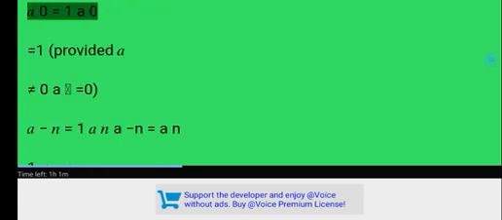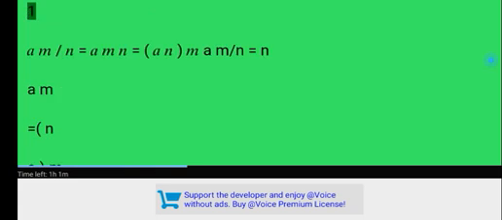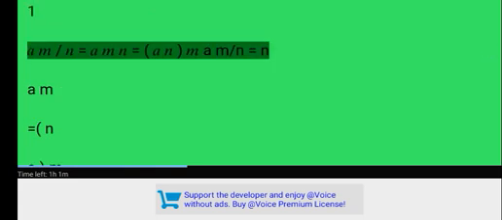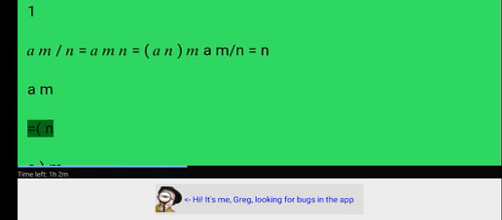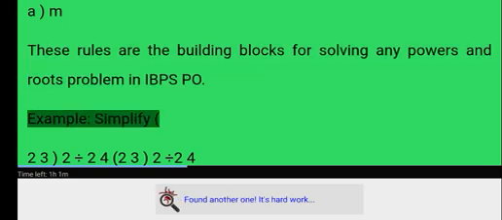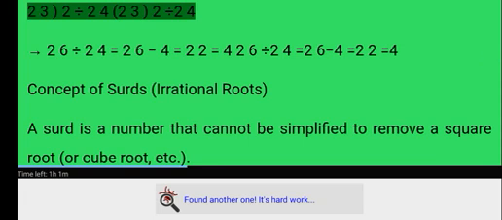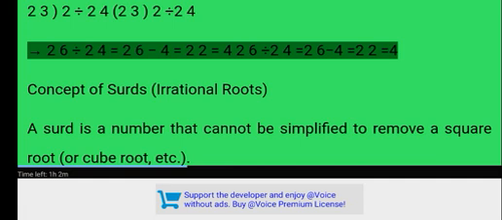a^0 equals 1, provided a does not equal 0. a^(-n) equals 1 over a^n. a^(m/n) equals the nth root of a^m. These rules are the building blocks for solving any powers and roots problem in IBPS PO. Example, simplify 2^3 squared divided by 2^4. 2^6 divided by 2^4 equals 2^(6-4) equals 2^2 equals 4.